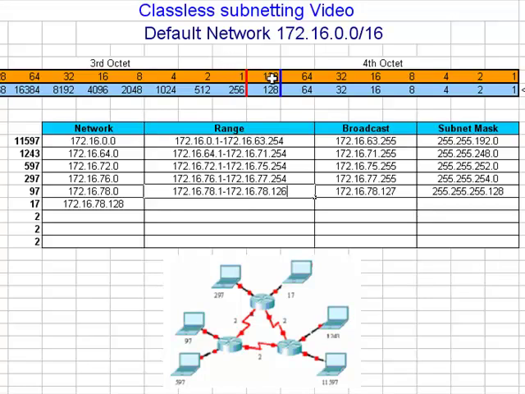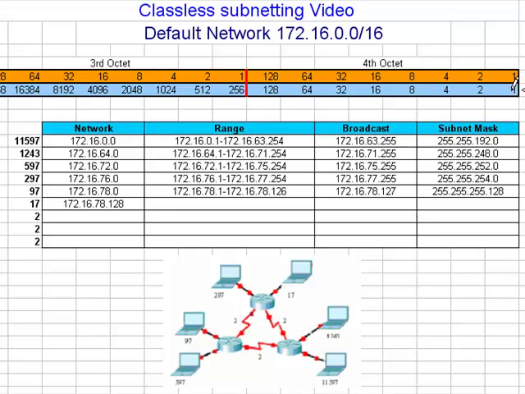Okay, so we've actually finished that one now, so I can rub that one out. So let's rub that line out. And what do we require now for this network? So we've got our network start point. Now we have to accommodate 17.